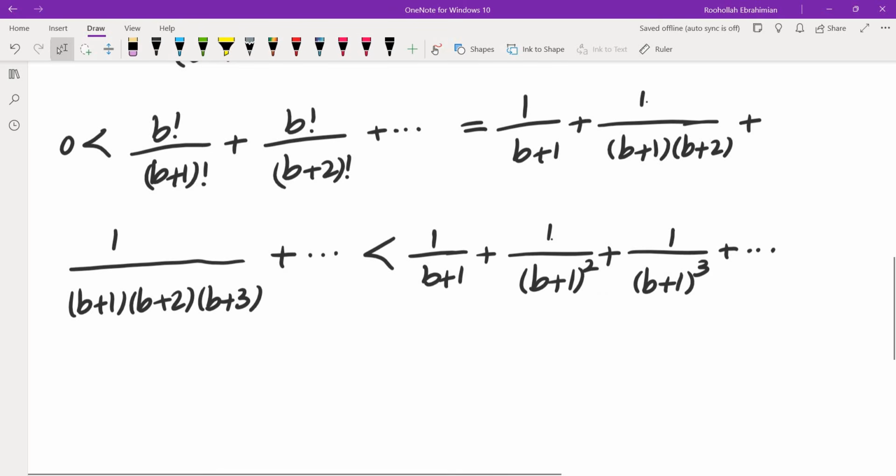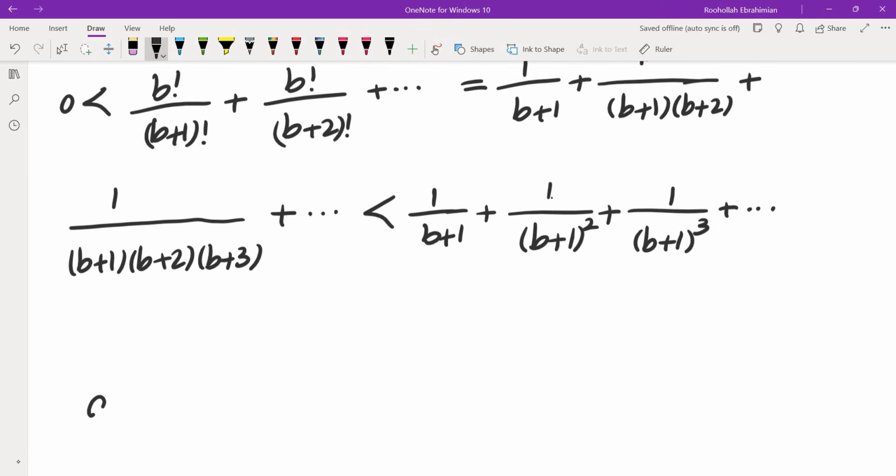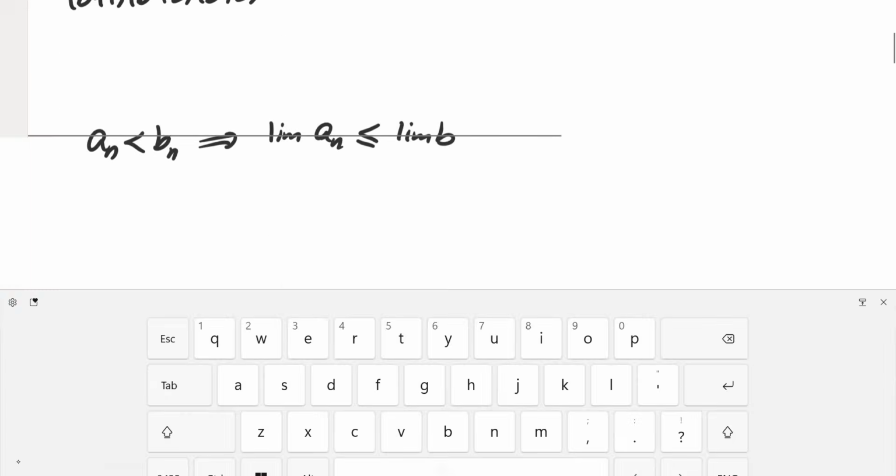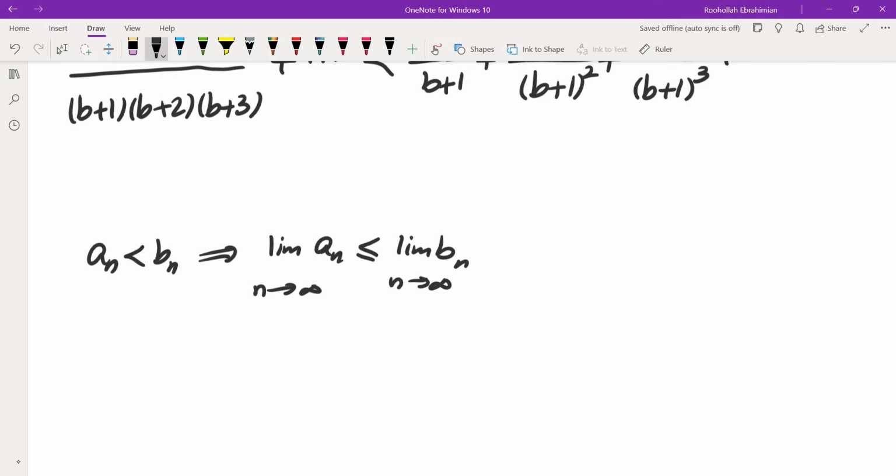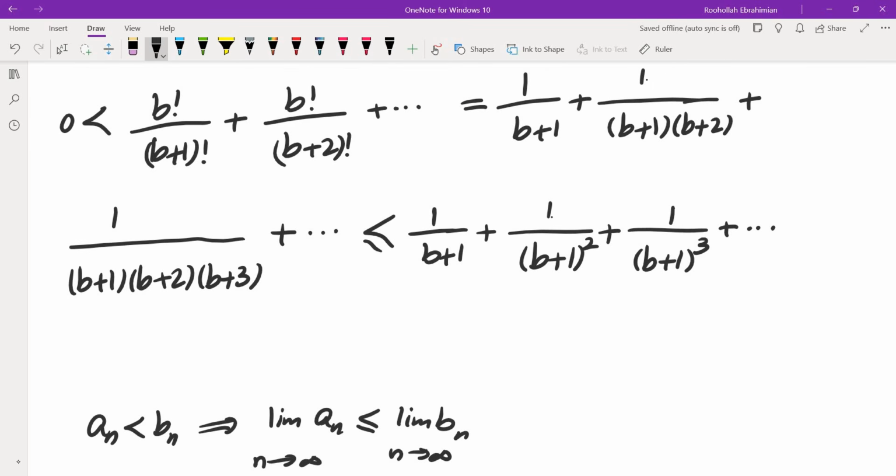Now, anytime you're doing limits, if you have a sequence a_n less than a sequence b_n, the limit becomes less than or equal to. So a_n less than b_n implies the limit of a_n is less than or equal to the limit of b_n as n approaches infinity. So it's best to turn these into inequalities less than or equal to. It is not false to say it is less than, but the justification needs a little bit more work. So we're going to just write it down this way.